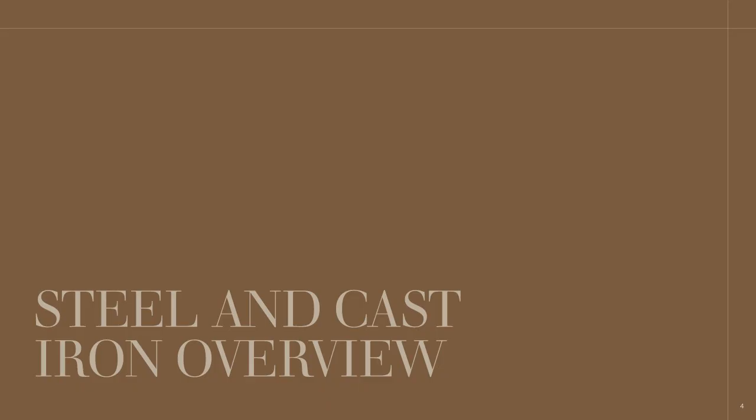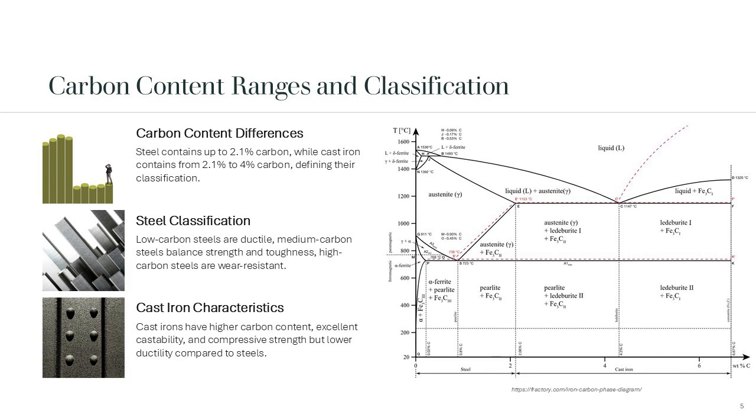Carbon content ranges and classification. Steel and cast iron differ mainly by carbon content. Steel and cast iron are both iron-carbon alloys, differentiated primarily by their carbon content. Steel typically contains up to about 2.1% carbon, while cast iron ranges from 2.1% to 4% carbon. This variation significantly affects microstructure and properties.